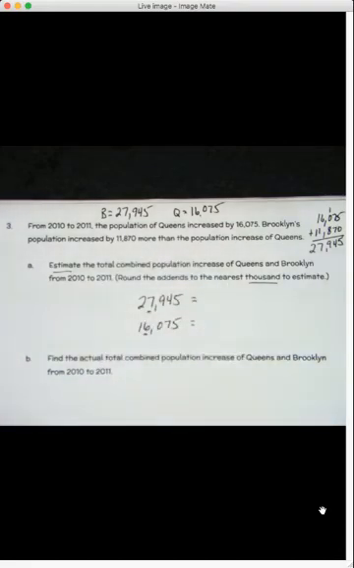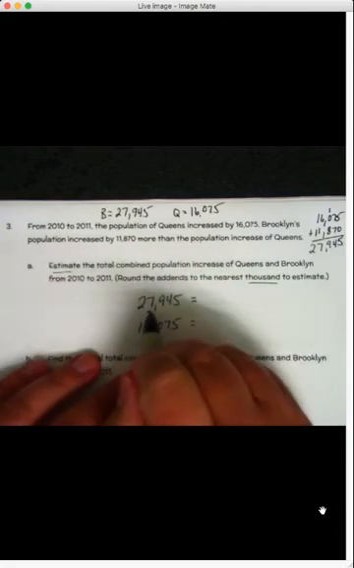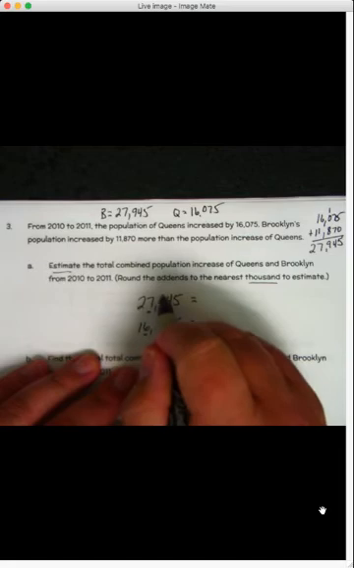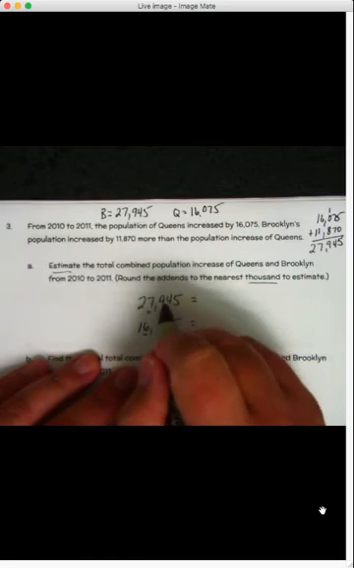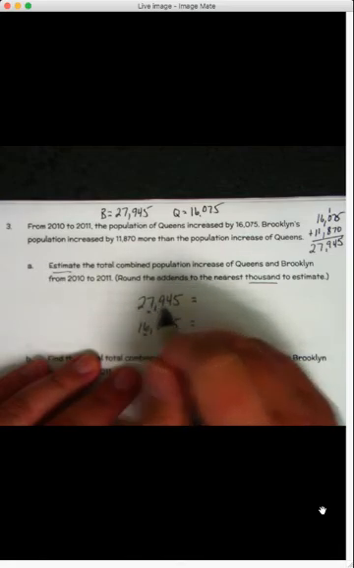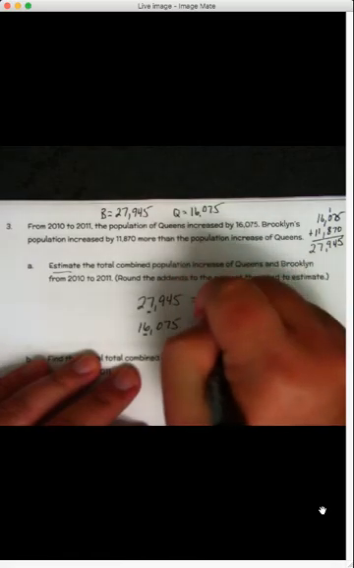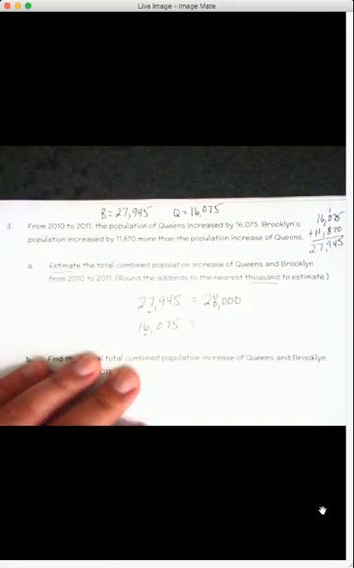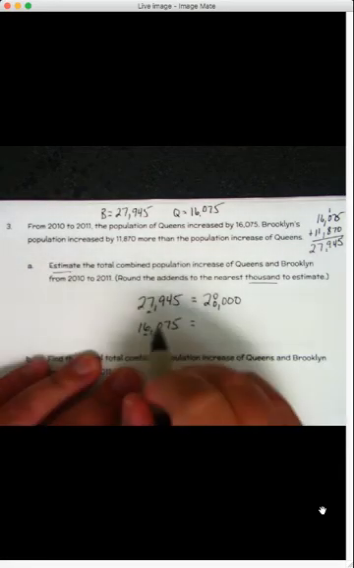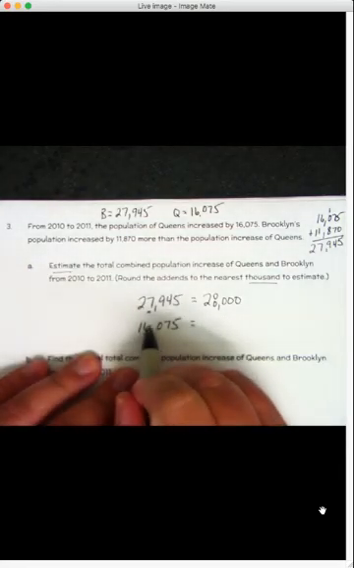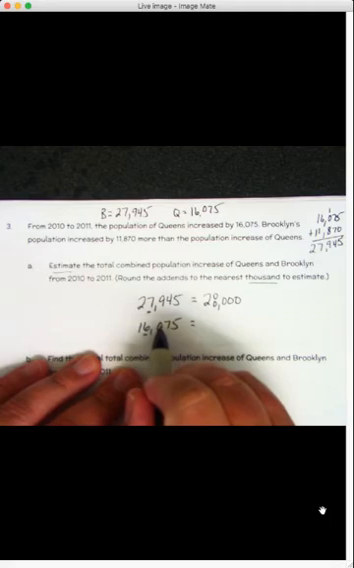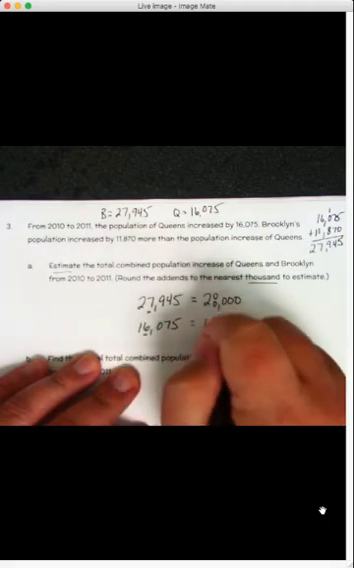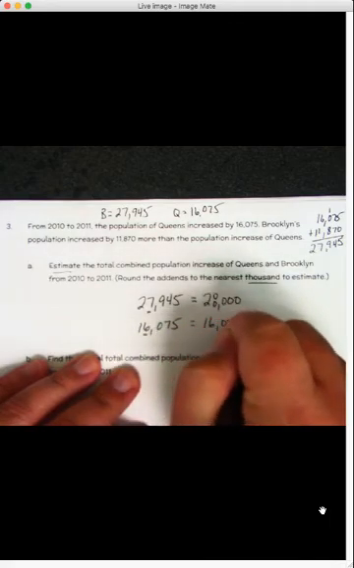Okay. So this one, Brooklyn's population increase, 27,945. We've got a 9 to the right of the 7. 5 or more, raise the score. That's going to make 28,000. And then Queens, we've got a 6 in the thousands place with a 0 beside it. 4 or less, let it rest. It's going to stay 16,000.